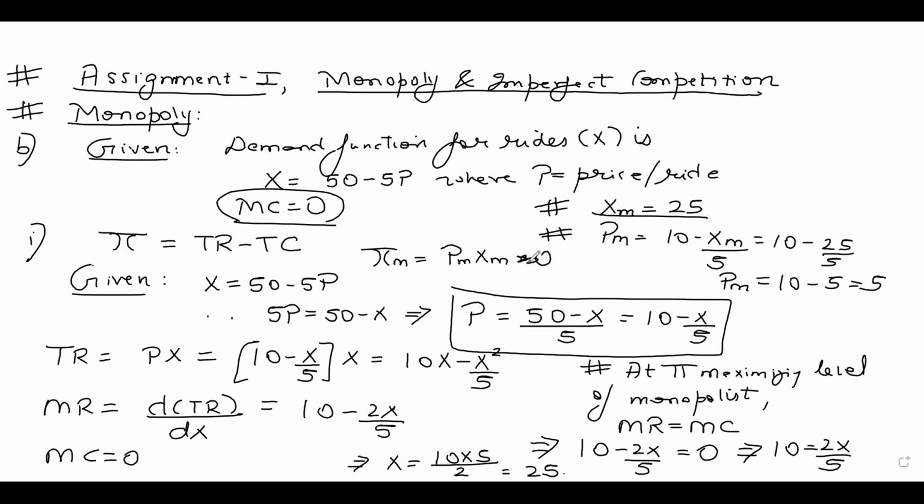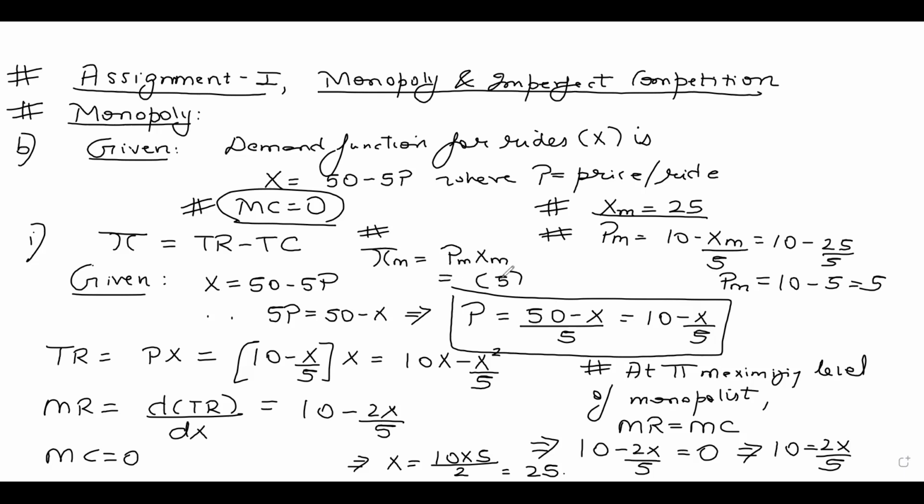So I can write my profit of the monopolist is only PM into XM, because the marginal cost of the monopolist is 0, so total cost is also 0, assuming there are no fixed costs given to us in the question. So the profit of the monopolist is PM into XM.